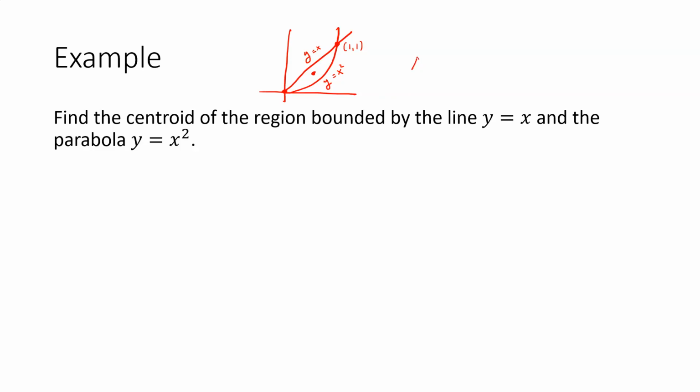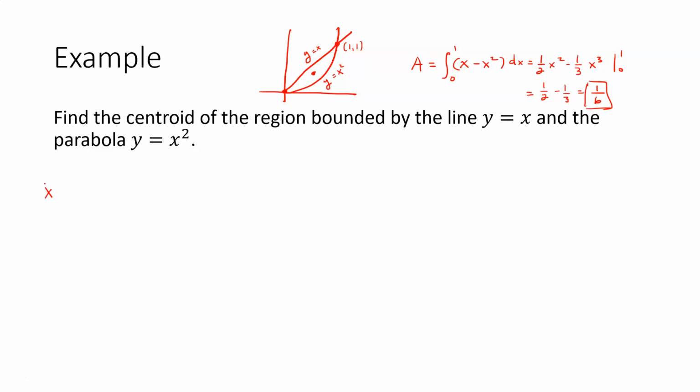Let's start by finding the area of the region, which would be finding the integral from 0 to 1 of the upper curve minus the lower curve, so x minus x squared. So that'll be 1/2 x squared minus 1/3 x cubed, evaluated from 0 to 1. So we'll have 1/2 minus 1/3, which is 1 over 6. Okay, so that's the area of our region, 1 over 6.